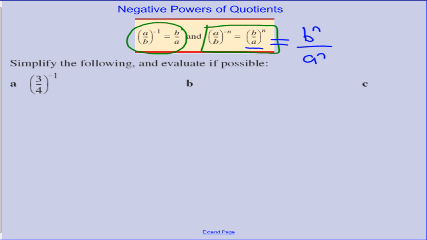A couple of quick examples using those little laws. We have 3/4 to the power of -1. We can simply just use our first indice law, circled in green there, and flip the fraction. Nothing else needs to happen.